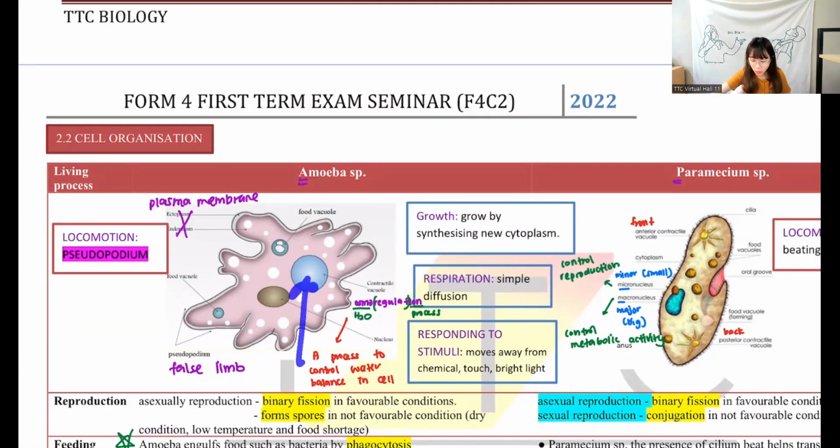So when water diffuses into it to a maximum size, they will contract and expel water out. They need to contract and expel water out. This is how they survive in water. Without the contractile vacuole, they will die. They will just burst and they will die.